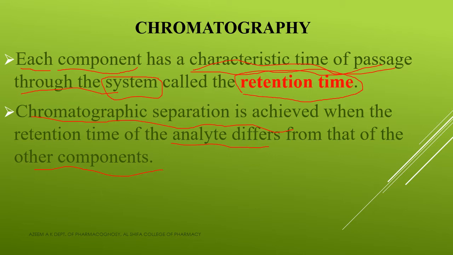That is, every compound will be having a particular time of passage through the system, and this particular time of passage of all the components through the system of mobile as well as stationary phase is known as the retention time. Clear? And here this chromatographic separation may be achieved when the retention time of one compound differs from that of the other compound. That is, when the retention time of analyte differs from that of other compound, then the chromatographic separation may be achieved. Okay, so this is how separation takes place in chromatography.